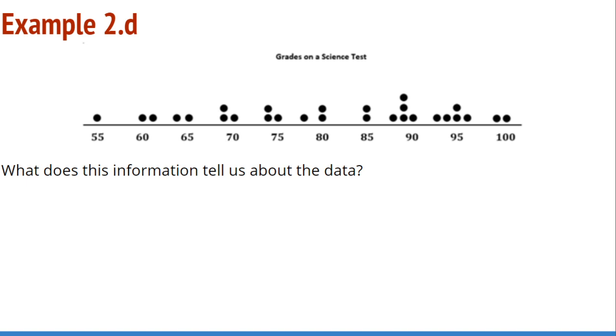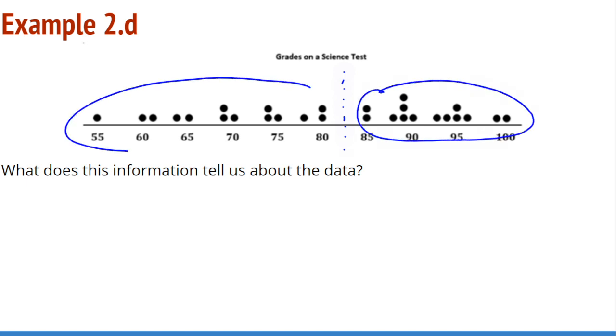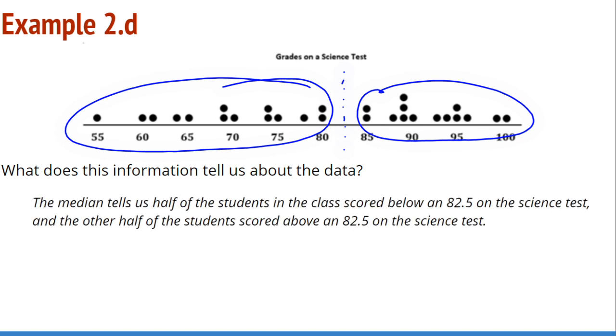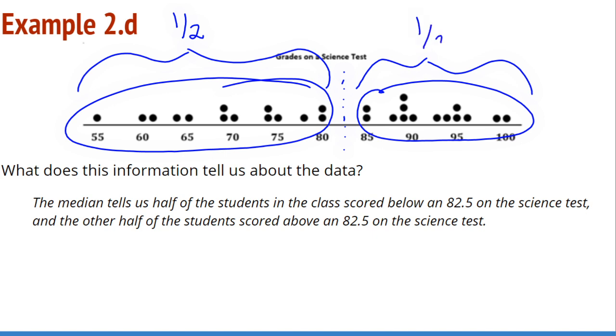So what does this information tell us about the data? I've got the median here at 82 and a half. I've got half my values here. I've got half my values here. What does that mean? The median tells us that half of the students in the class scored below 82 and a half on the science test. Remember, the median tells us the middle. So I've got half of the students here, and I've got half of the students here. Whenever we talk about a median, we need to realize that means we've got our data split into two halves.